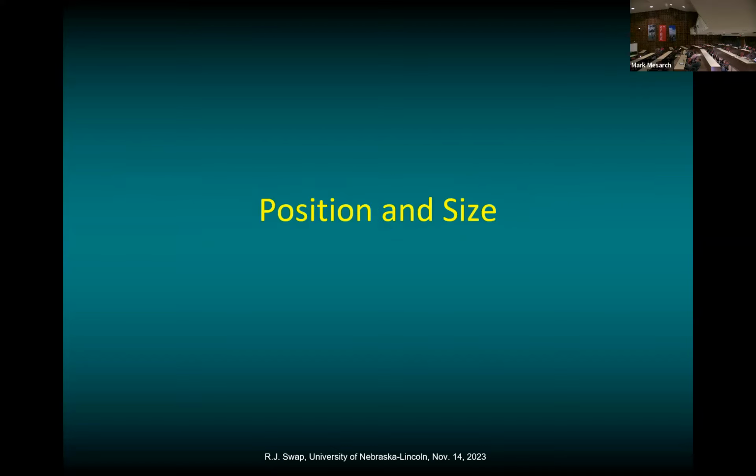Now, position and size, and for the non-Africans in the room, what is unique about the African continent, geographically speaking? What are some unique qualities of it? Anyone? Anyone who's awake? Anyone who's breathing?